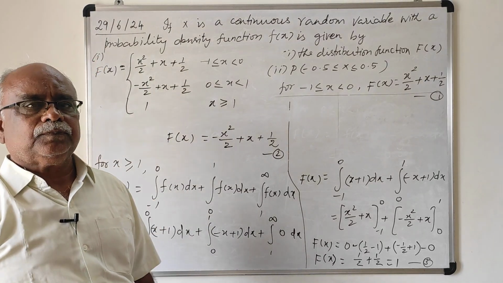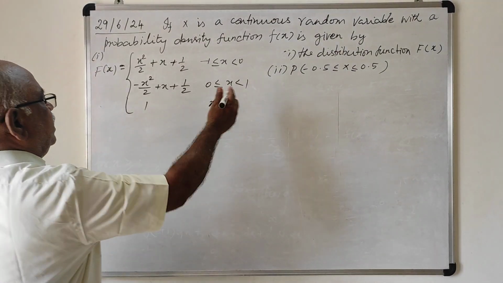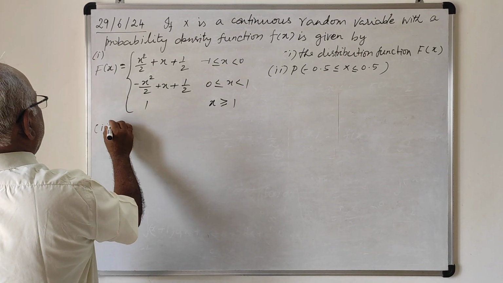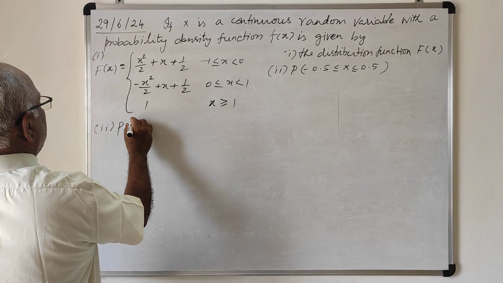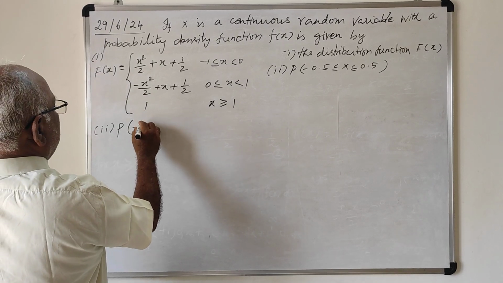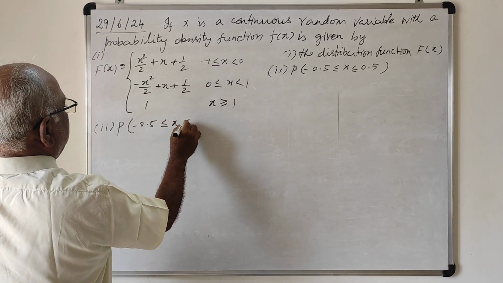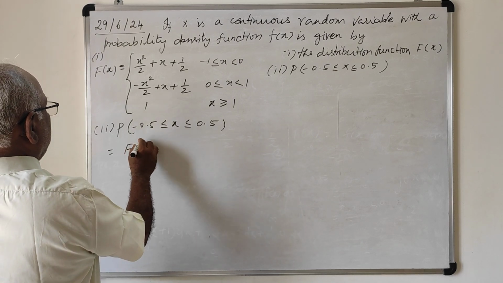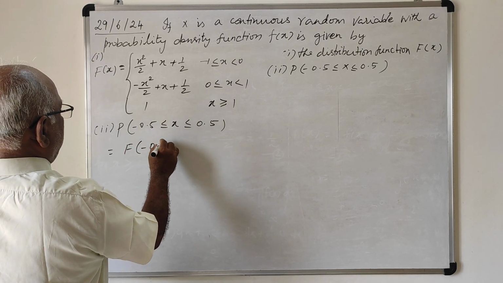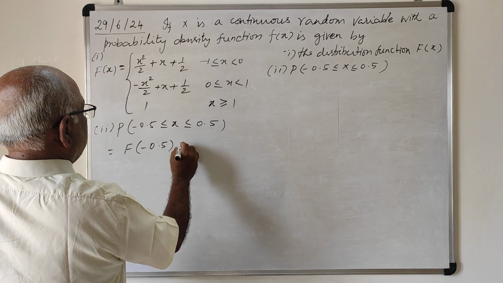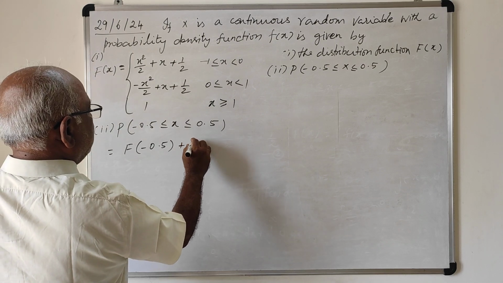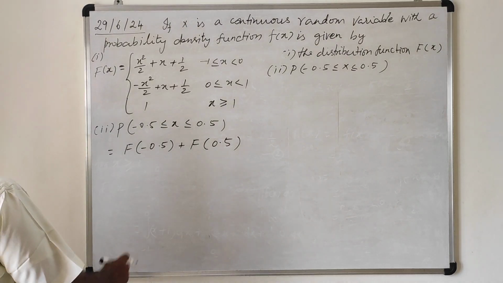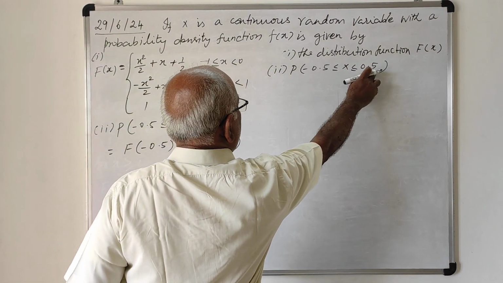Okay? Now, the second subdivision, we have to find out the probability of minus 0.5 less than or equal to x less than or equal to 0.5. So this is equal to F of 0.5 minus F of minus 0.5. These two things are to be found.